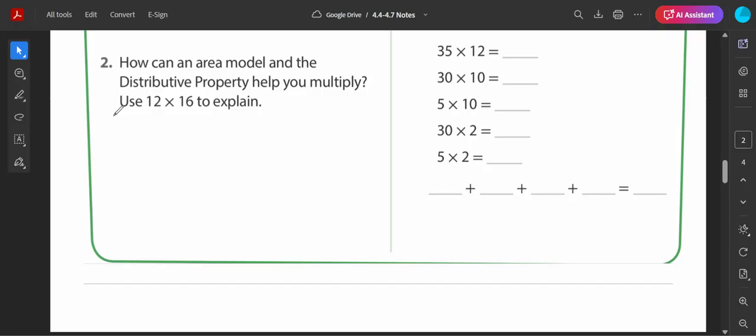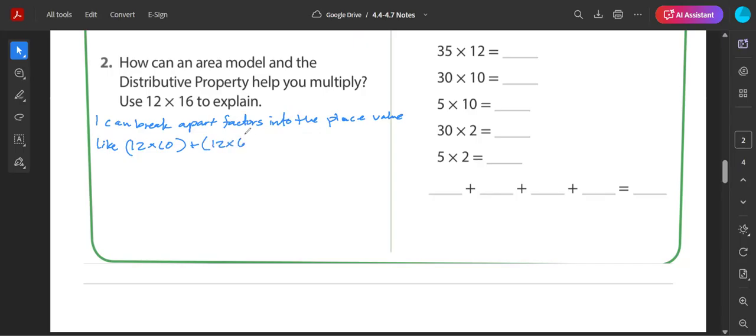So an area model can break apart the factors, of course, into tens and ones. I can break apart factors, and I'm going to say into its place value. Like, we can do 12 times 10 plus 12 times 6.